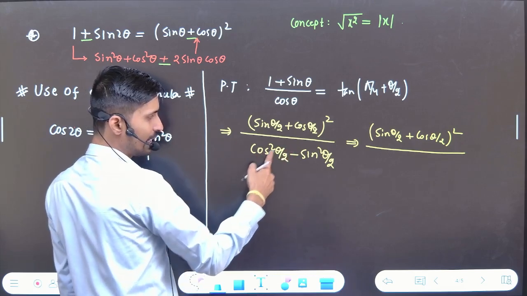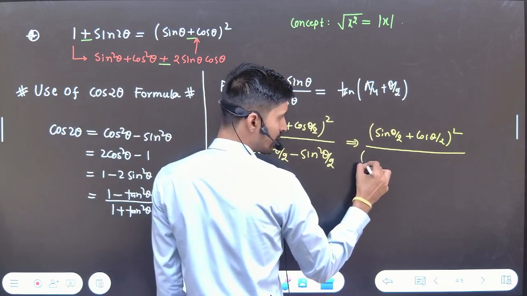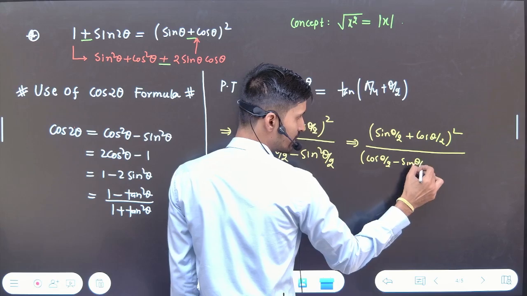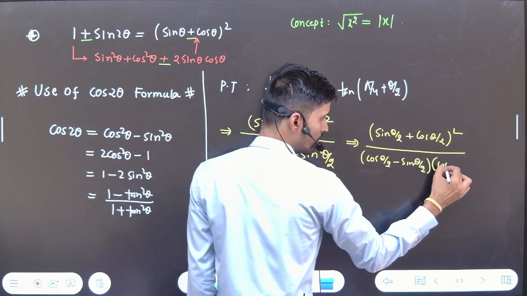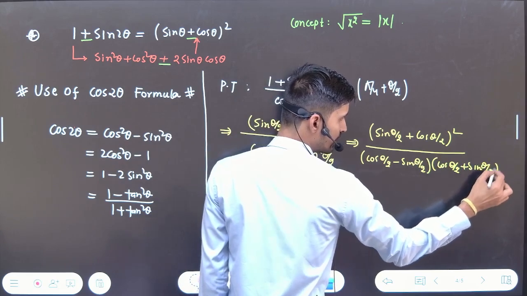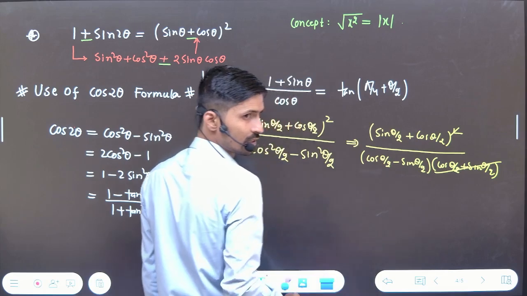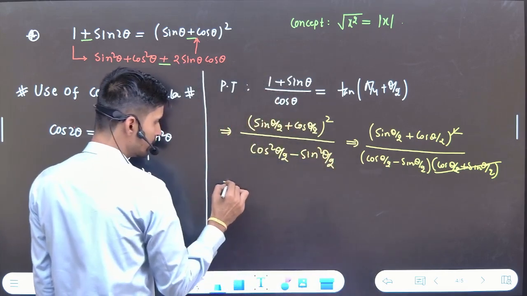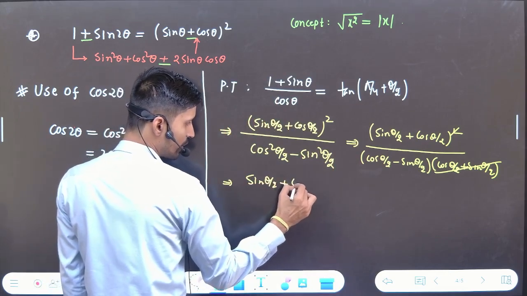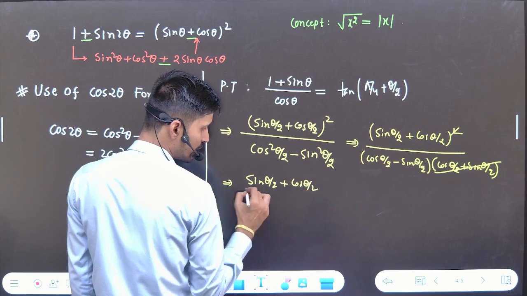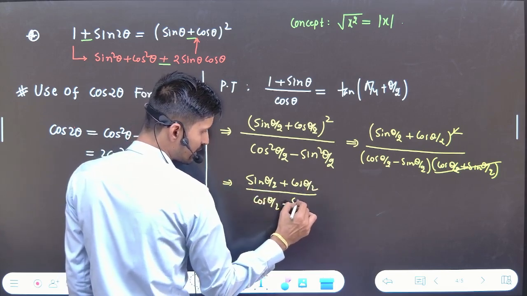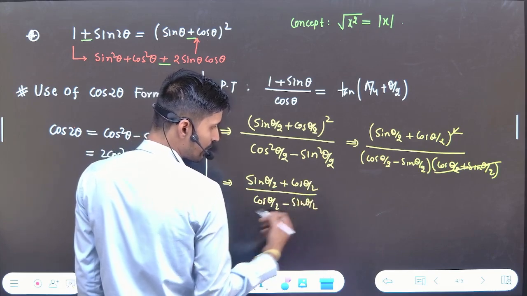Can we write a square minus b square? And that will become cos theta by 2 minus sine theta by 2, cos theta by 2 plus sine theta by 2. This both will get cancelled. Now what will it become? Say this: sine theta by 2 plus cos theta by 2 upon cos theta by 2 minus sine theta by 2.